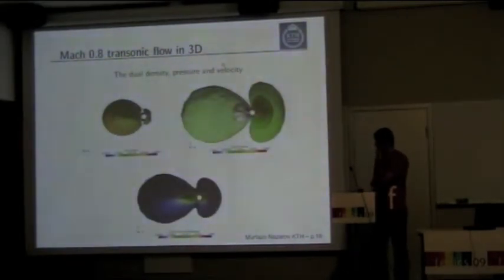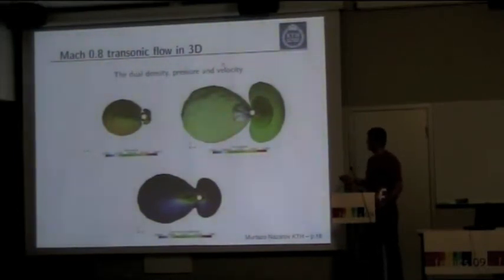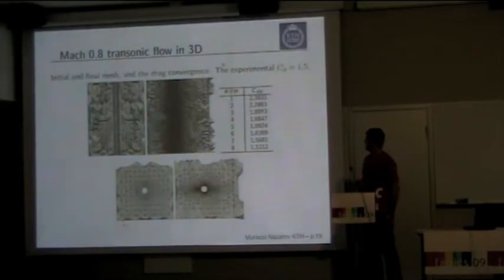Since, as I said, we extend this duality-based adaptivity to the 2 and 3-dimensional case, this is a preliminary result in 3D. This is transonic flow. Here the Mach number is 0.8, and I put here dual density in 3D, dual pressure and dual velocity. The geometry is a cylinder, and we have experimental data for this geometry. And this is the mesh, which is the result of the adaptive method.